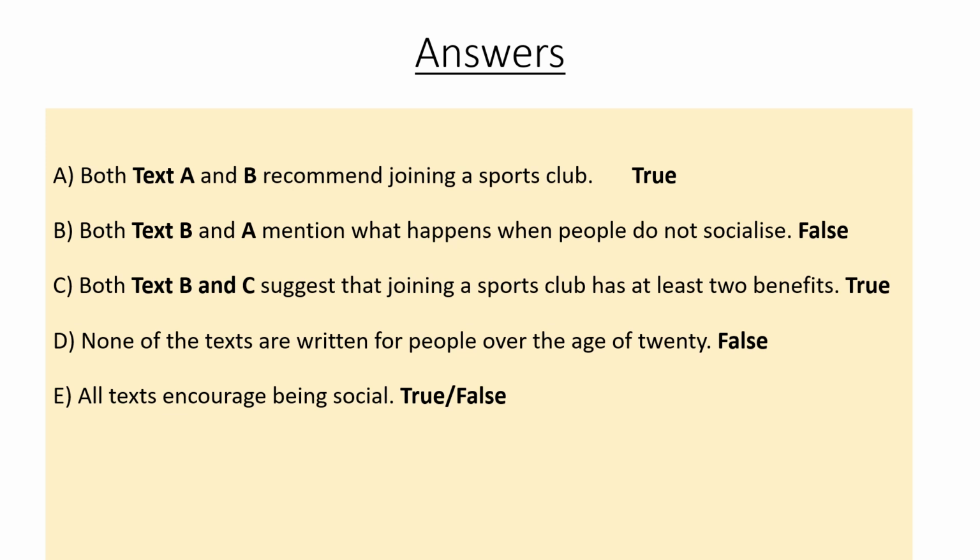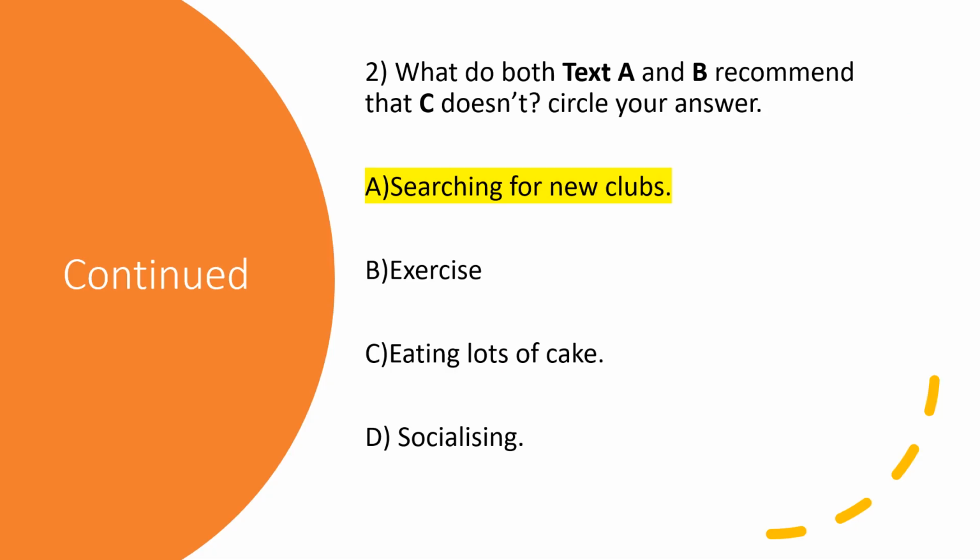Just to kind of have a think there about how meanings are conveyed and stuff like that. Okay, question 2. What do both text A and text B recommend that C doesn't? Circle your answer. In this case, it is searching for new clubs.